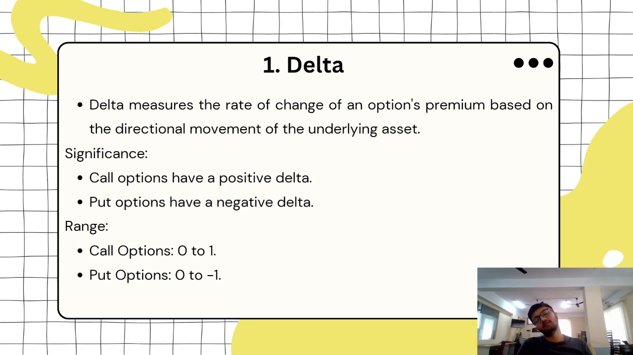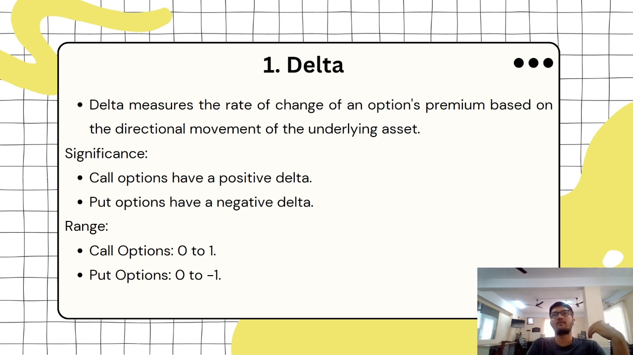Delta, the first option Greek. Delta measures the rate of change of an option premium based on the directional movement of the underlying asset. So a call option has a positive delta and a put option has a negative delta. You might question why the call option has a positive delta and the put option has a negative delta.